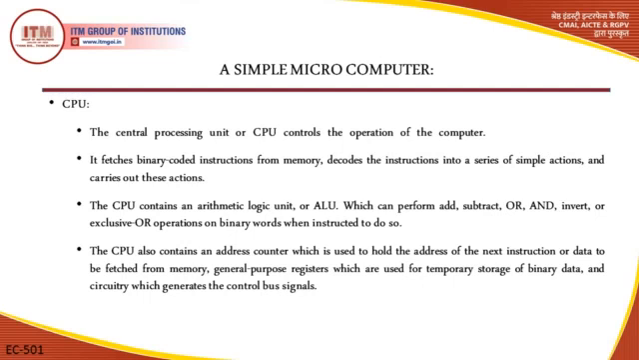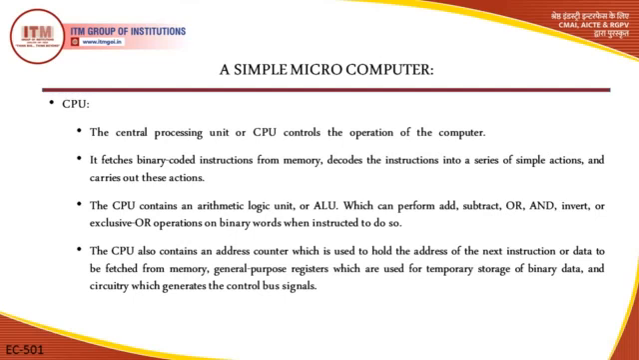Next, the CPU also contains an address counter, which is used to hold the address of the next instruction or data to be fetched from memory. So this is the address which is executed next. This address counter holds the address of that instruction.